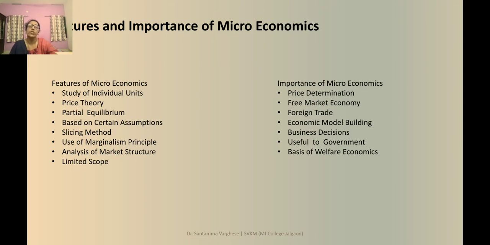Now we are going to discuss elaborately what the different features of macroeconomics are, the 8 features that we are going to study. The first one, the study of individual units. Macroeconomics is the study of the behavior of small individual units like individual firms, individual prices, individual households, etc.